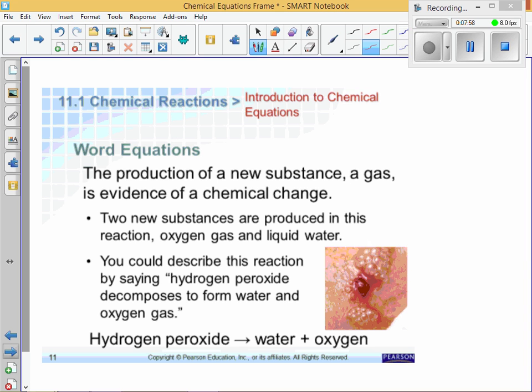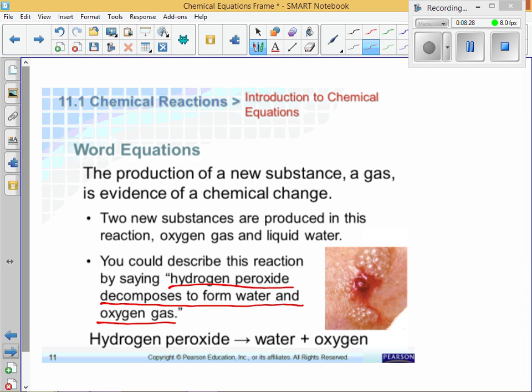Anybody ever put hydrogen peroxide on a cut or a scrape and it fizzes? This is the reaction that's happening there. It looks like this. Hydrogen peroxide breaks apart, or decomposes, to form water and oxygen gas. Okay, there's your word equation right here. Hydrogen peroxide, that's the stuff in the bottom of your cut, makes water and oxygen. Okay, that's my word equation.